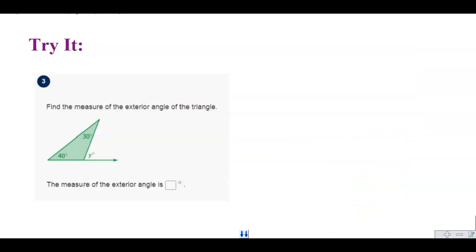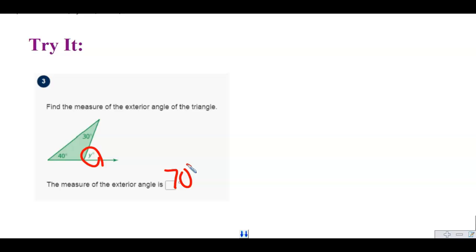Let's let you give it a shot. Pause the video, try this problem, and I'll be back with the answers. Now that you've tried the problem, let's go over the answer. The measure of the exterior angle Y was 70 degrees.